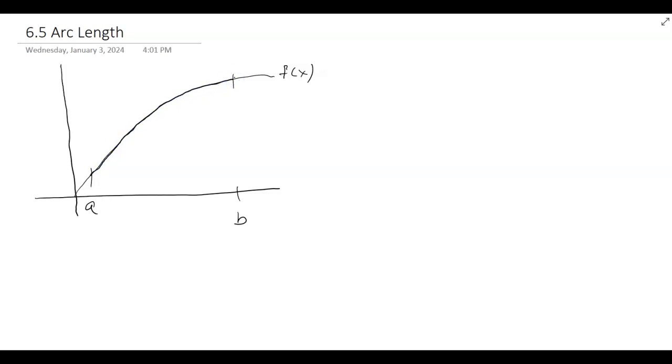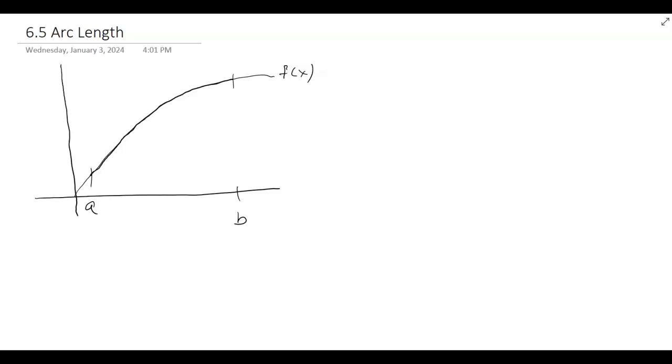Now, just like everything else we've been doing in the past videos, we're using this idea again of Riemann sums, and using this idea of summing a whole bunch of pieces, n number of pieces, as n goes to infinity, and essentially we're going to take an integral. But when we're talking about arc length, it's going to change a little bit in what those pieces are.